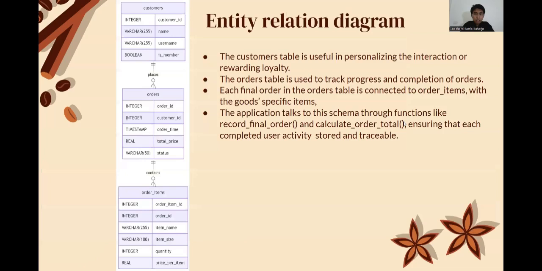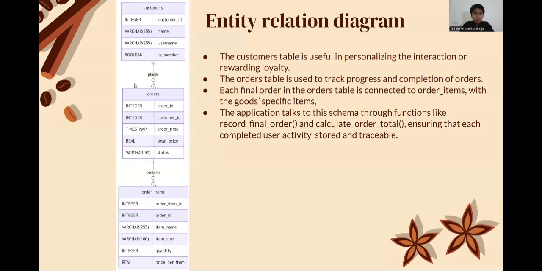Next up is an entity relationship diagram. This ERD represents the connection between tables. And as we can see here, we have the customers with all the fields that I've mentioned earlier. We have customer ID, name, username, and is member. And as a whole, the customer table has a one-to-many relationship with the order, while the order table has a one-to-many relationship with order items. What does this mean? This means that one customer may have many orders, and one order may have many order items. It's a one-to-many relationship between these tables.